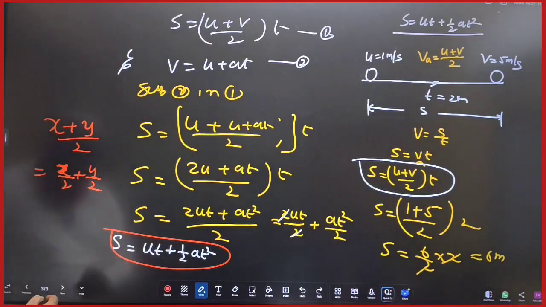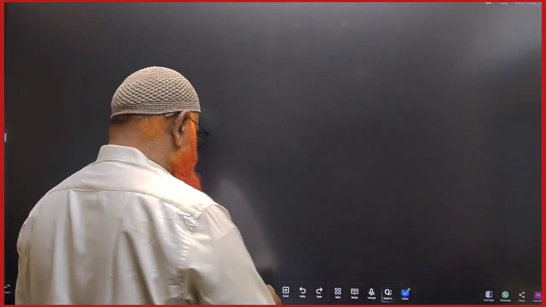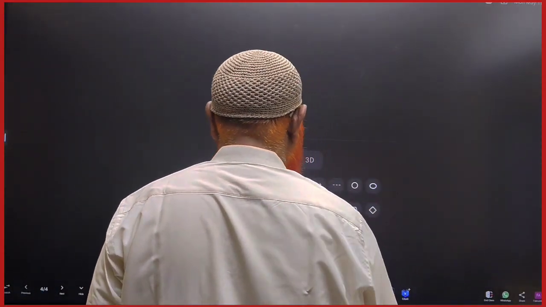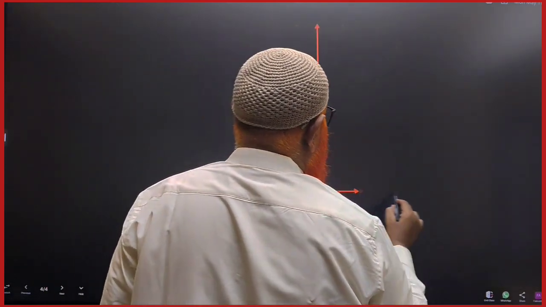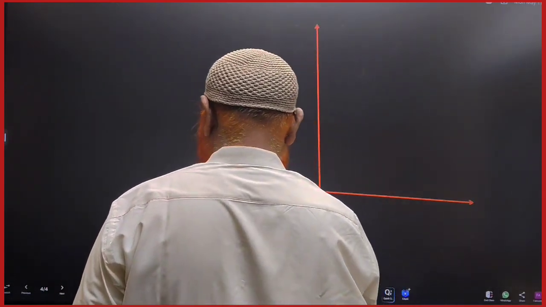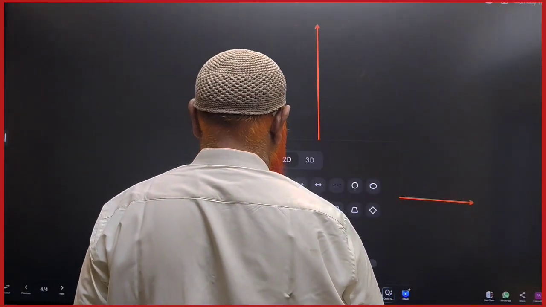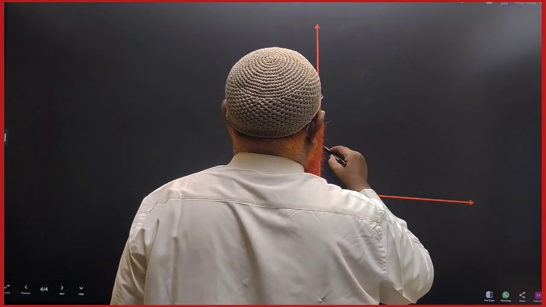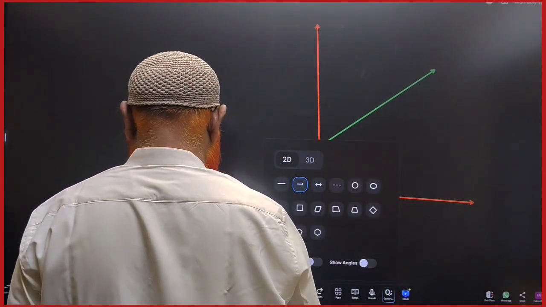But can we prove this? Can we prove this by using graphs? Yes, why not? We can prove this by using graphs also. Okay, so what is that? This is, and this is. The same graph which I have used previously.